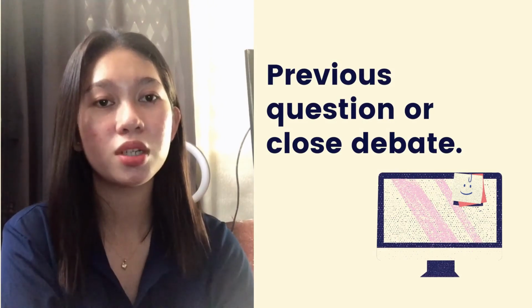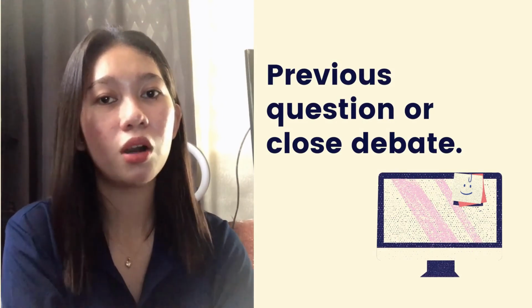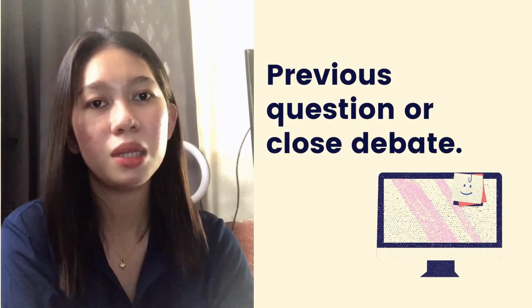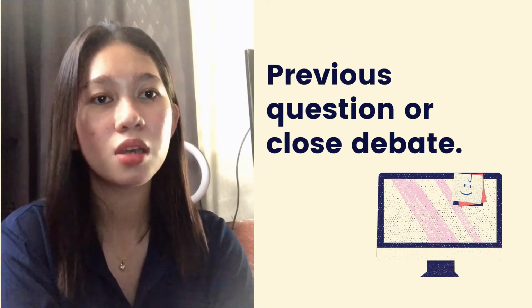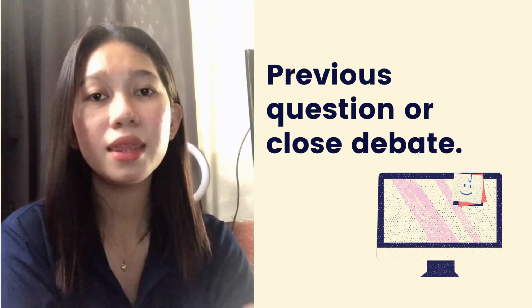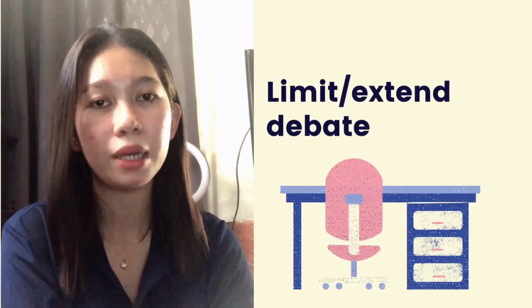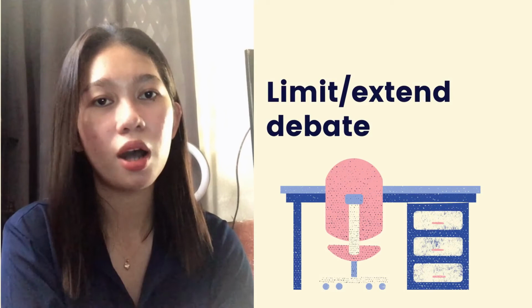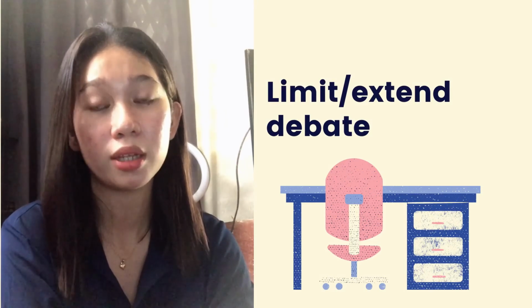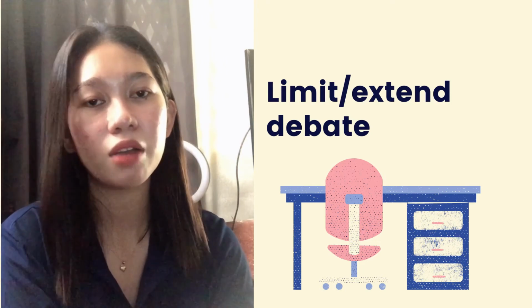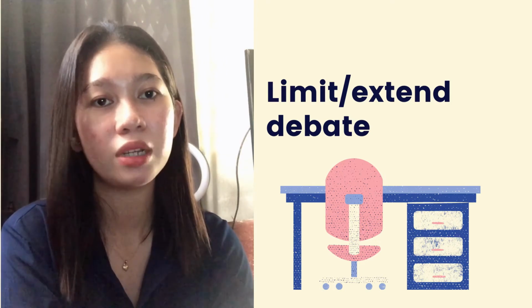The formal motion is to call for the question or call for the previous question, or simply I move to close debate, and it requires a two-thirds majority. Next is limit or extend debate. This is more on the desires of the group to impose a time limitation that will be spent on a topic.